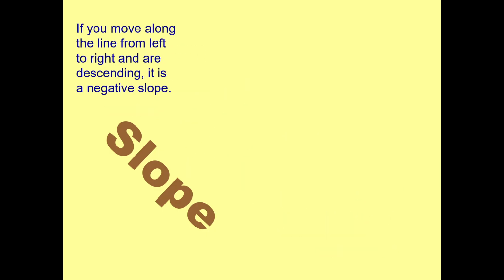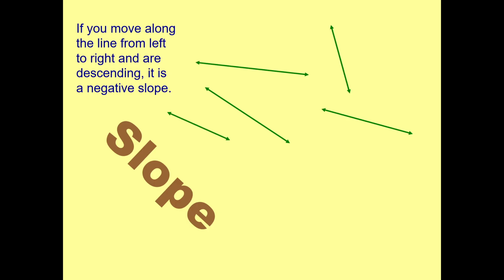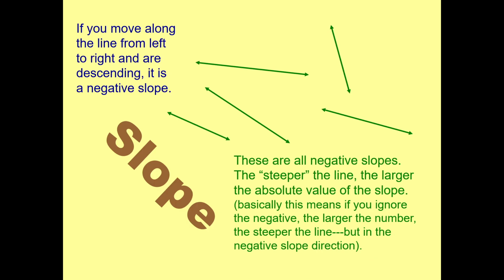If you move along the line from left to right and it's descending, it has a negative slope. For all negative slopes, the steeper the line, the larger the absolute value of the slope. Basically, if you ignore the negative, the larger the number, the steeper the line, but in the negative slope direction.